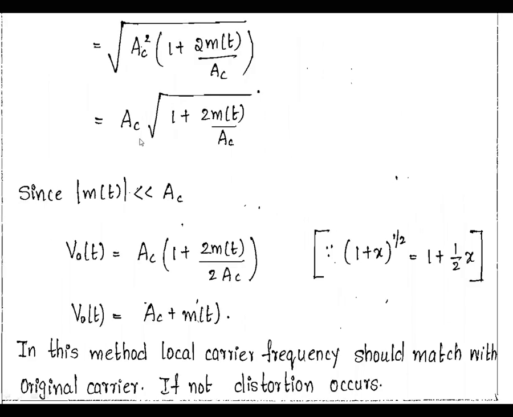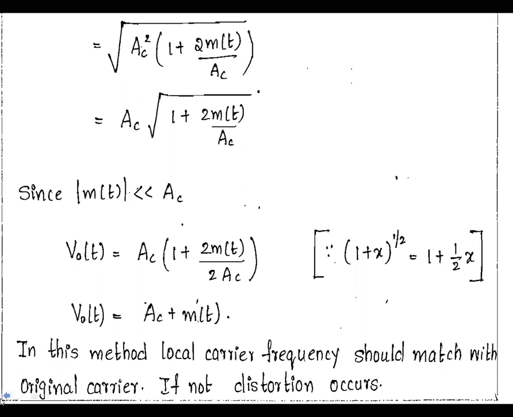Now this is AC times the square root of 1 plus 2 m(t) by AC, since the magnitude of m(t) is far less than AC. AC is the amplitude of the carrier, which is far greater than the m(t) signal magnitude. Now V naught of t is AC into 1 plus 2 m(t) by 2 AC. You know the relation that the square root of 1 plus x is equal to 1 plus 1 by 2 x. Applying that, V naught of t is AC plus m(t).